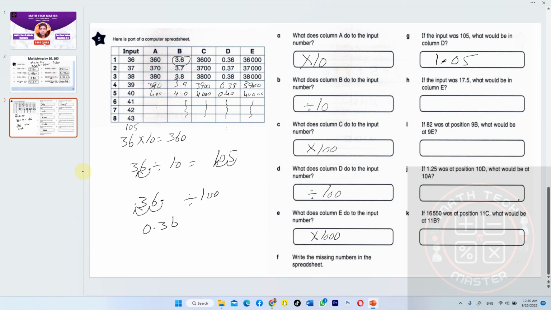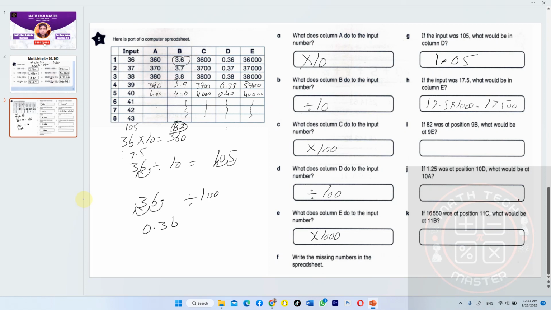If the input was 17.5, what would be the E point? In the E point, we are multiplying the number by 1000. So simply multiply the number by 1000. We can see that the decimal will jump 3 points to the right. So it will be 17,500.